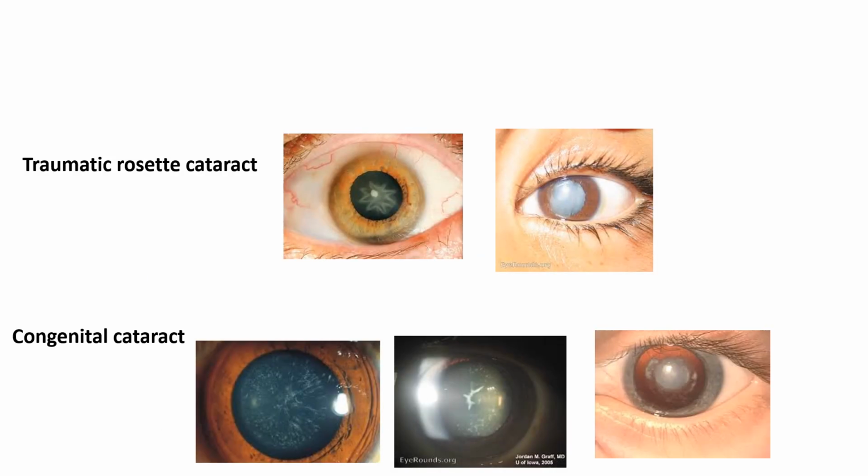Okay. You can have cataracts because of other causes. Traumatic cataract, where you see a rosette kind of cataract, will help you identify the cause of the cataract. Or congenital cataracts, depending upon the age of the patient, where you will see very distinctive morphological types of embryonic cataract or nuclear cataracts.